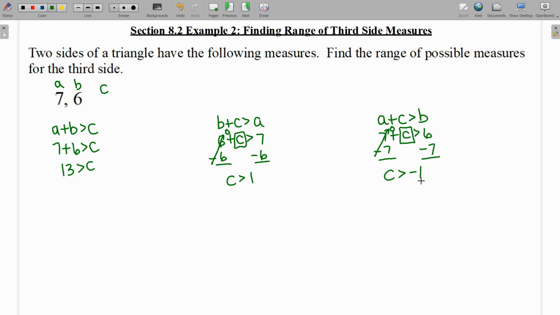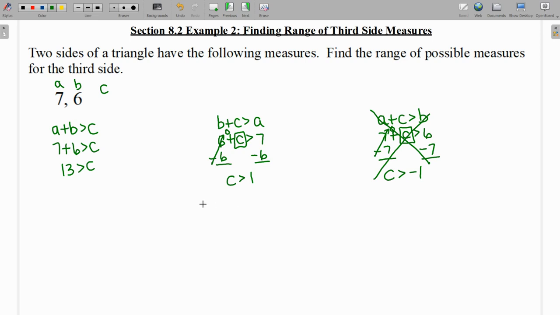And then in my third criteria, we see that they want C values to be greater than negative 1. Well, greater than negative 1, we could have a side length of, say, negative 1/2, but that's not going to be possible because, once again, measures of length cannot be negative. So this is not going to be possible. So we're going to have to throw that one out.